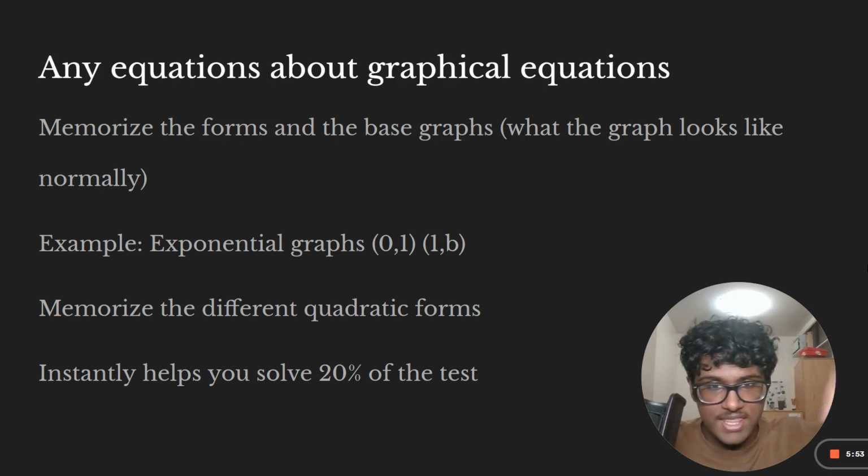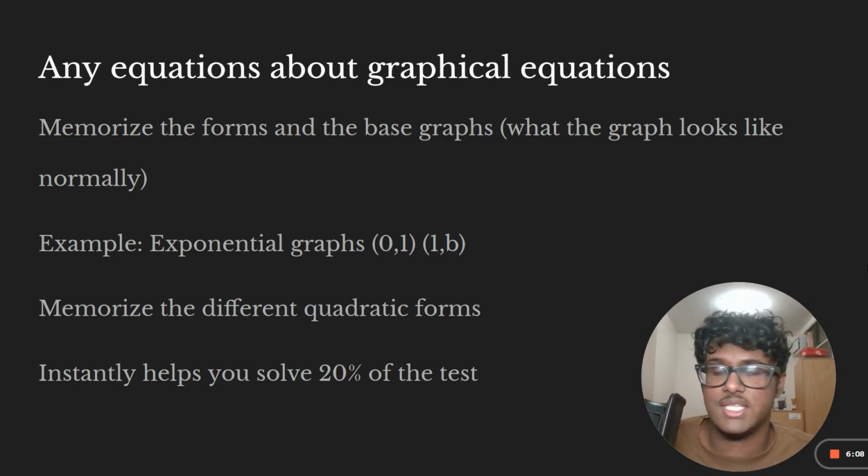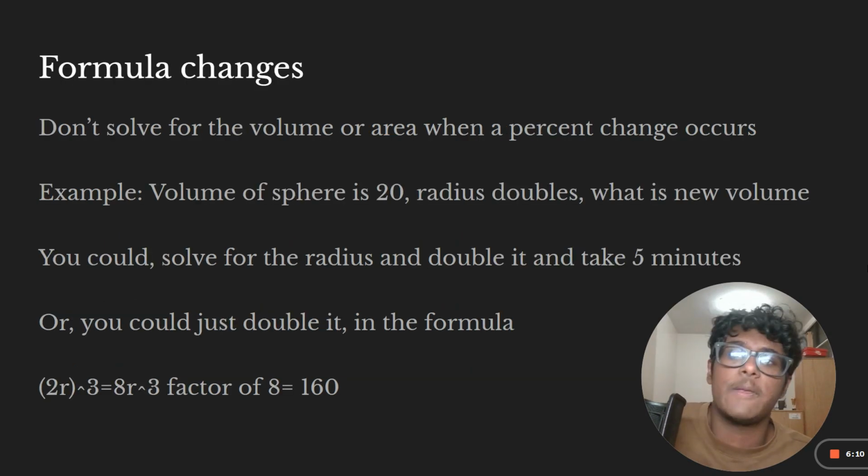This is instantly going to help you solve 20% of the tests like that. You're going to be able to know how to solve them just by understanding these graphical equations, how they're normally interpreted, what the shifts do, and what every variable means, right? It's not that difficult to memorize. It only takes about 1 day of just learning all of them, right?